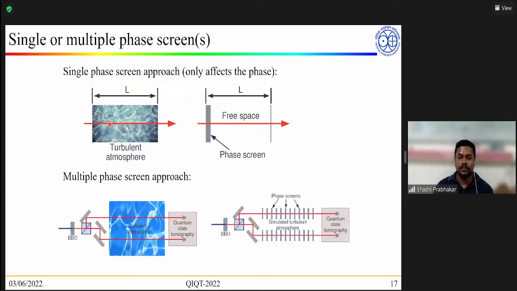So what you can do is, you can take this approach where whatever turbulence you want, you compress them into one phase screen and study them. The other approach, which is more general, is multiple phase screens. Like if this is an entanglement system, where you can put multiple phase screens on the path, and then in the end with quantum state tomography or other techniques, you measure how much entanglement is left on that. So these are the two.